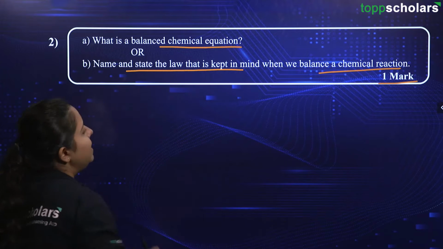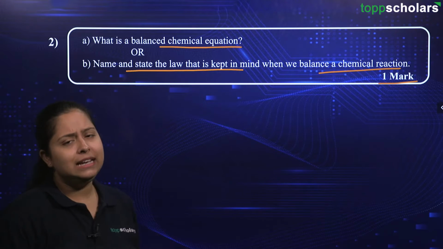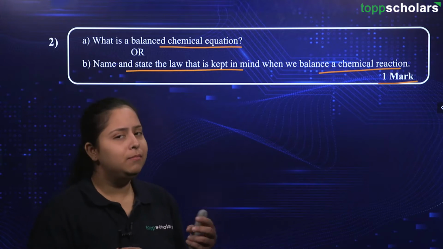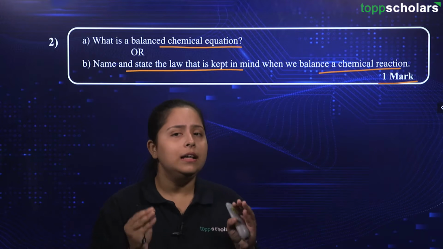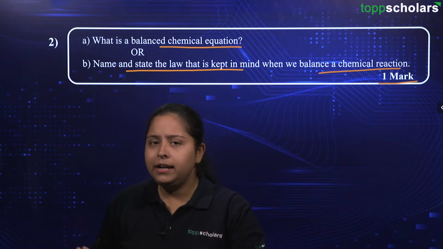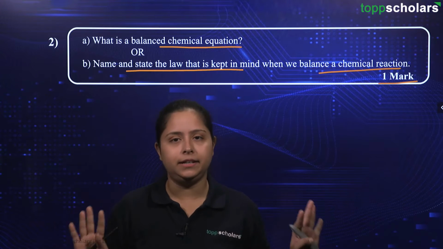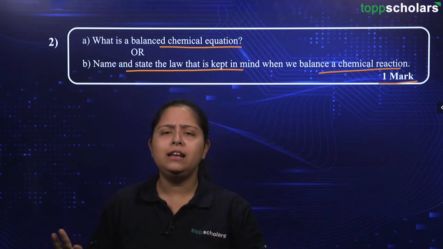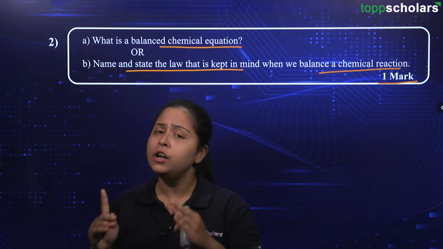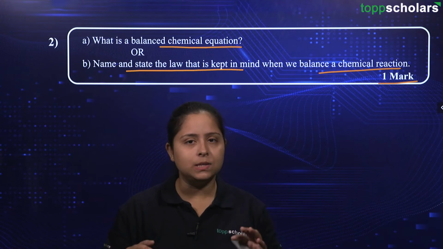So what is a balanced chemical equation? Basically, in simple words, in a balanced chemical equation, the entities on the reactant side and the entities on the product side are equal. That's it. That means all the elements and atoms present on the reactant side should be equal on the product side as well.